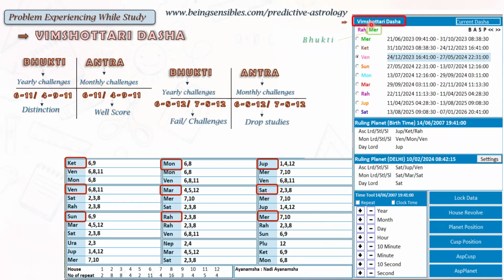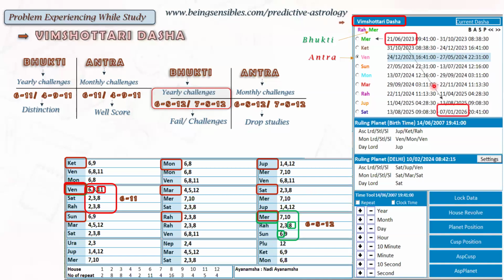So in Vimshottari Dasha, here, Bhukti and Antara: Antara is Venus and Bhukti is Mercury. Then we have to check the Mercury combination first. As we found, the Mercury here is carrying 6 8 12. Now we have to check the Venus, which is having 6 11. So the Bhukti, which is telling 6 8 12, is not conforming, saying a fail, but yes, the child will experience extreme challenges from 26 June 2023 till 26 January.